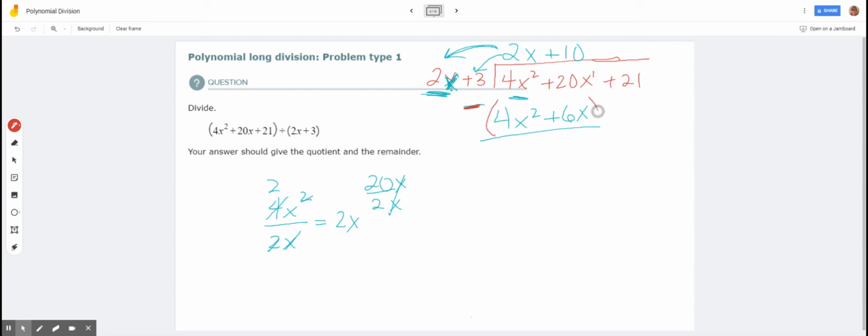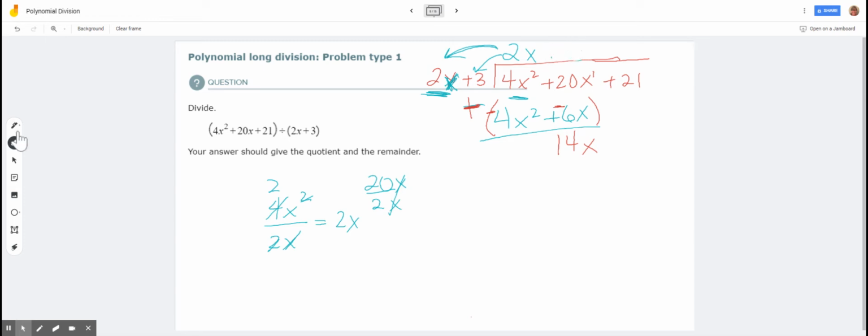My recommendation is put parentheses around that and then distribute that and change it to an adding problem. So you go plus negative 4, negative 6x. And then you have 4 minus 4 is 0. 20 minus 6 is 14x. Okay, let's get rid of that 10.